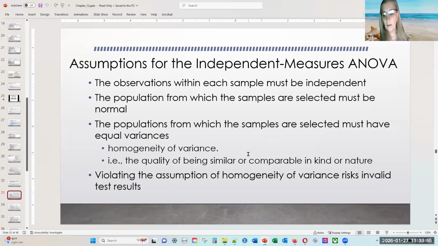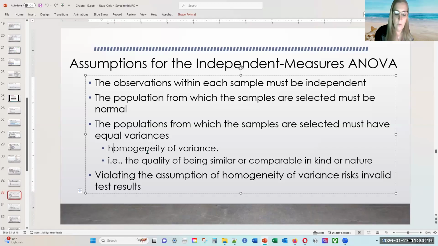The assumptions for the independent measures ANOVA are that the observations within each sample are independent. Also, the population from which the samples are selected must be normal. The populations from which the samples are selected must have equal variances, and this is referred to as homogeneity of variance. Try to say that 5 times fast. This means that the quality of being similar or comparable in kind or nature exists between your groups.